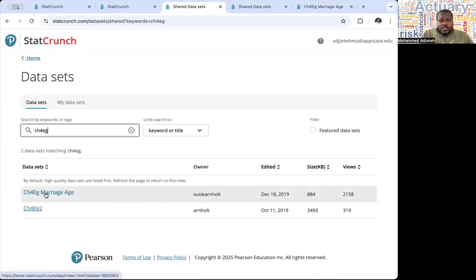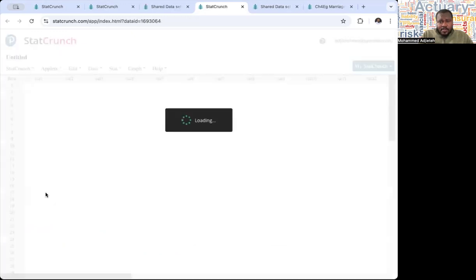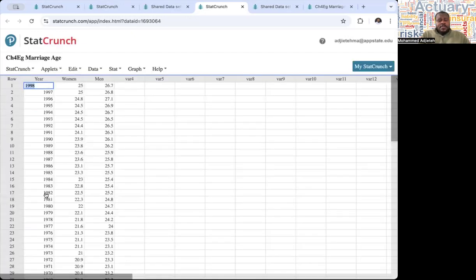We are going to use this data set. It should be CH4, e.g. marriage age. So we'll click on this one here. Good. Now we have the data set.